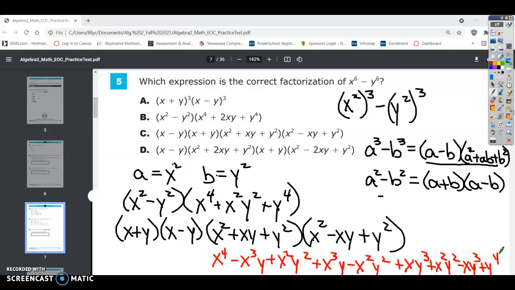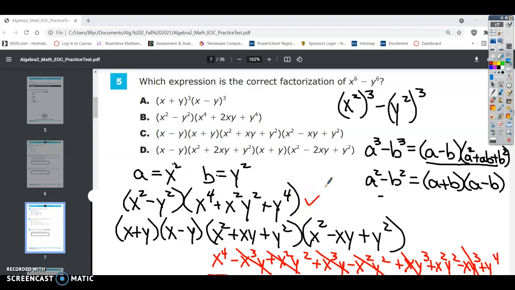All right, now some of these have to cancel in order to get this, but let's see what we've got. So we've got minus x cubed y and plus x cubed y. So this one cancels with this. We've got plus x squared y squared and minus x squared y squared. So those two cancel. And we've got a plus xy cubed and a minus xy cubed. So those cancel. So that leaves us with x to the fourth plus x squared y squared plus y to the fourth. So you can see that that checks out.